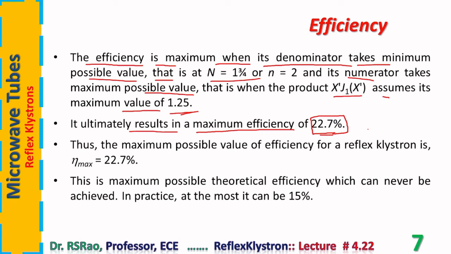Electrons that cross in the other half of the cycle, they are not at all involved in the bunching process. So half of the input energy goes waste. So the efficiency cannot be more than 50%. This is one aspect.